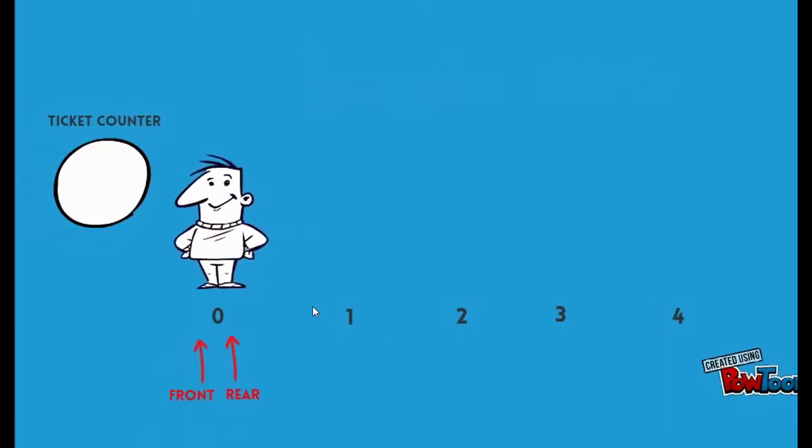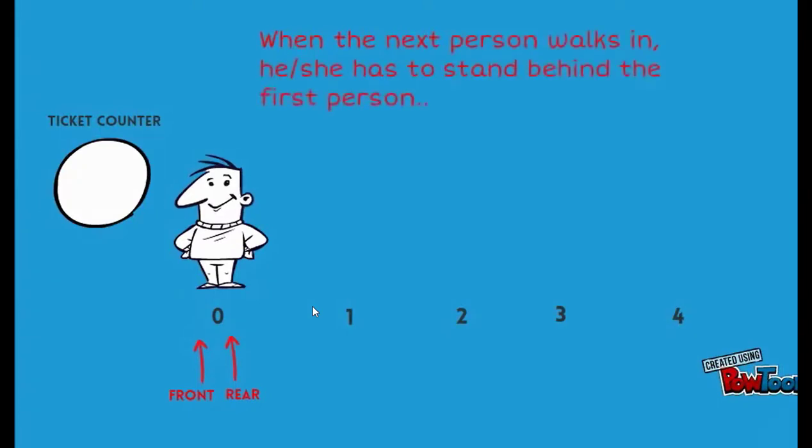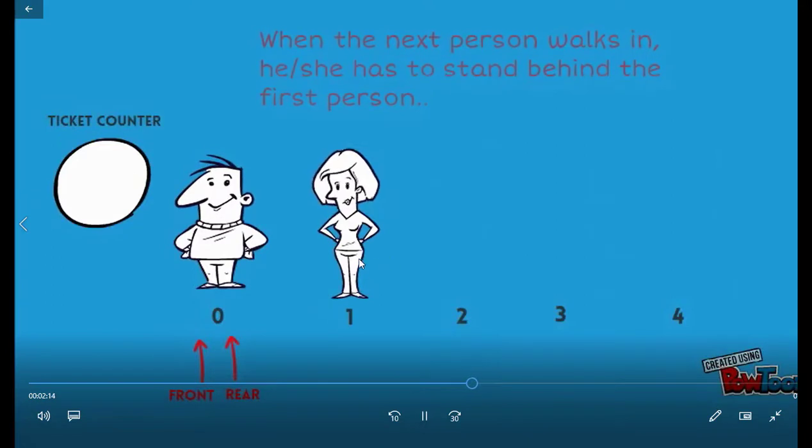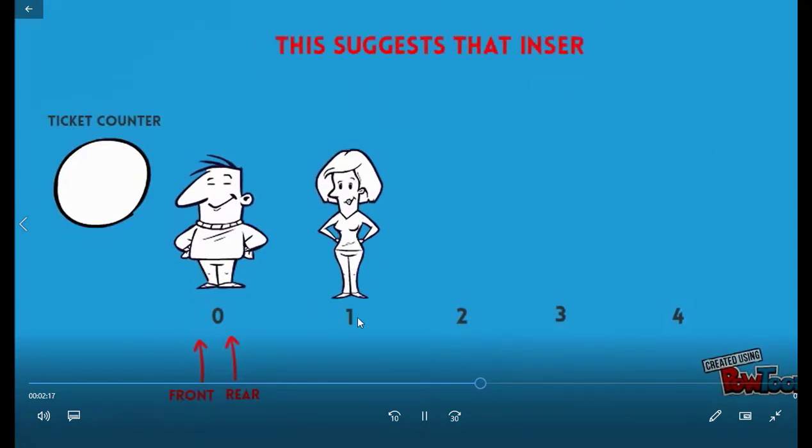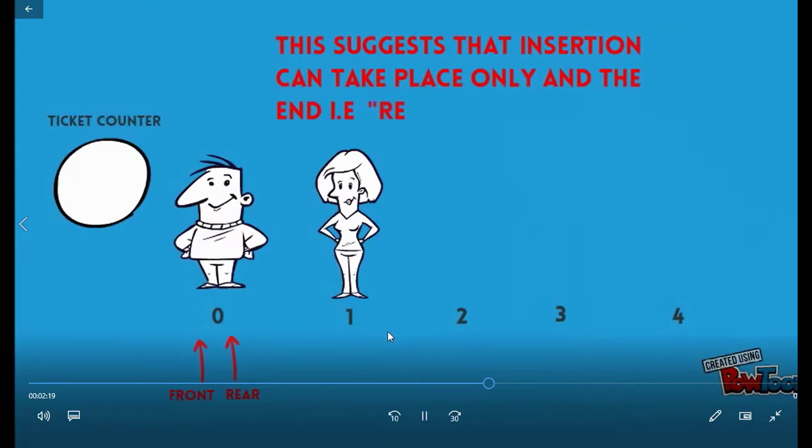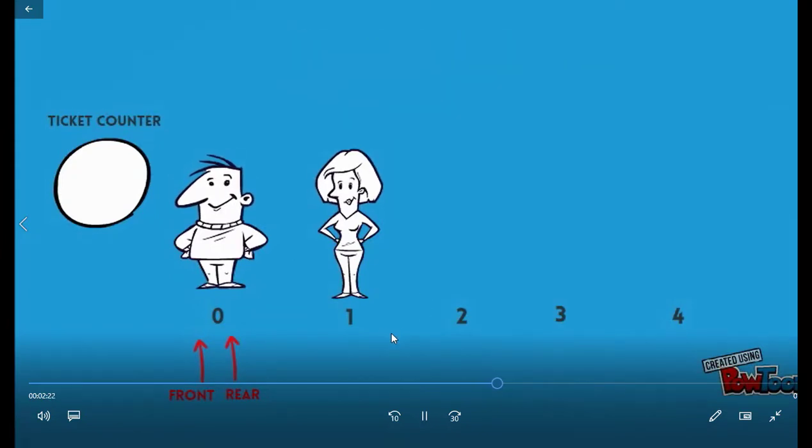Okay, now if another person has to come and join the queue, he or she has to come behind this person. In that case what will happen? The rear position will be shifted to 1. The front will be 0 and the rear will be 1. So the rear position is changed to 1 and the front is 0.